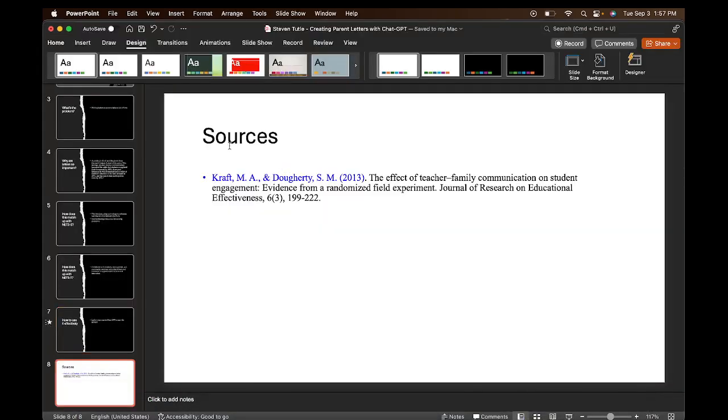And that's it. So I have my source. So the study was found by, again, Kraft and Daughtery. You can find the journal here. This is how they wanted it to be sourced in the actual paper.